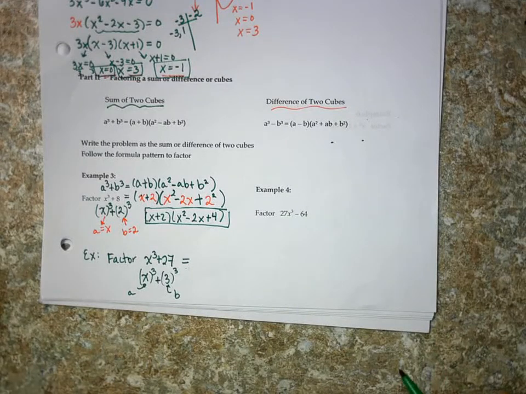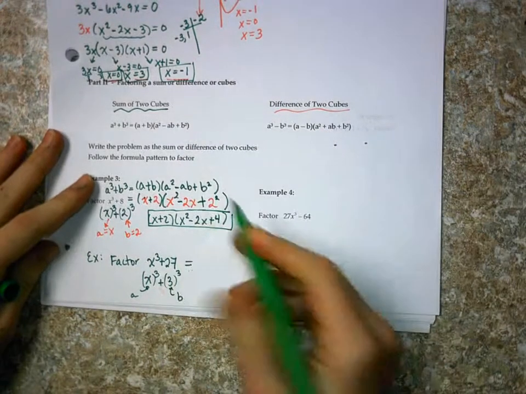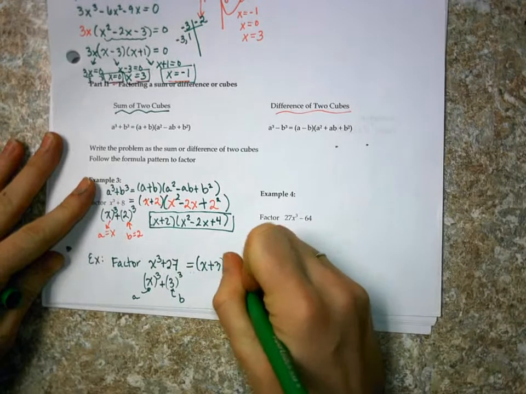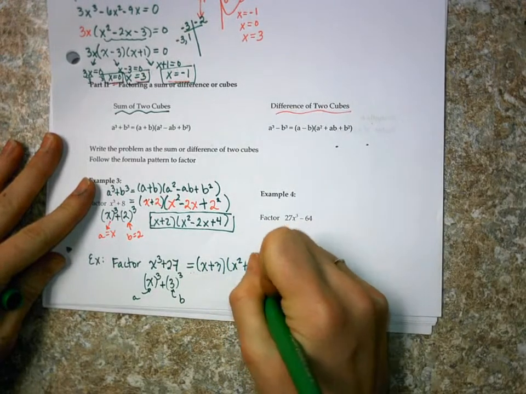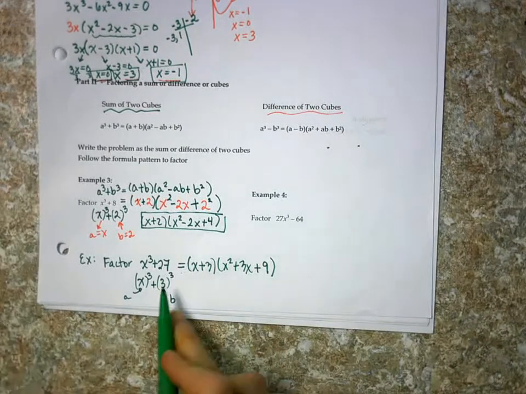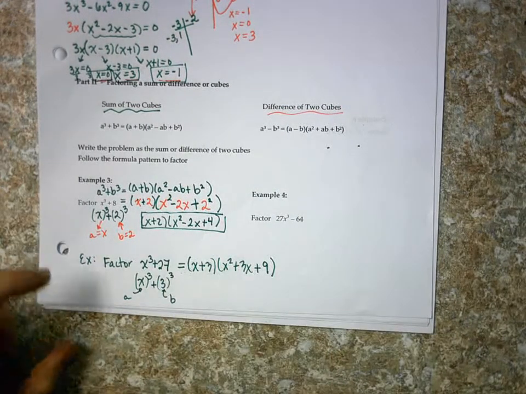Okay, so checking to see how you did with factoring. This does follow the sum of two perfect cubes, so we would have had x plus 3 times x squared plus 3x plus, when you square the 3, you get 9. Now, how do you remember this pattern without having to look back at the formula?